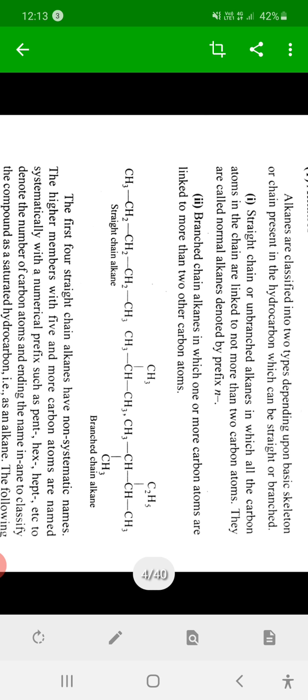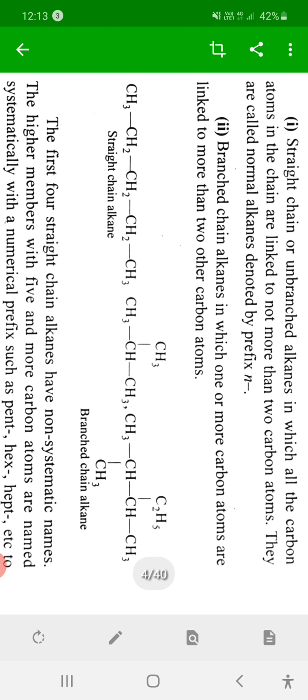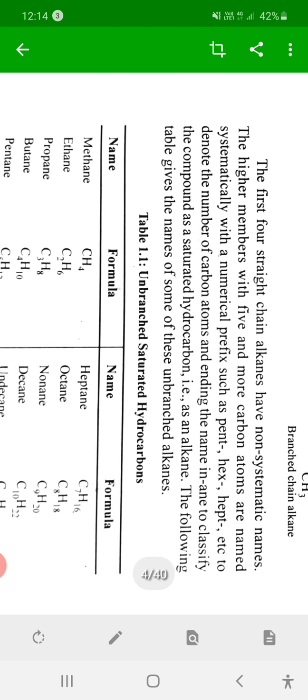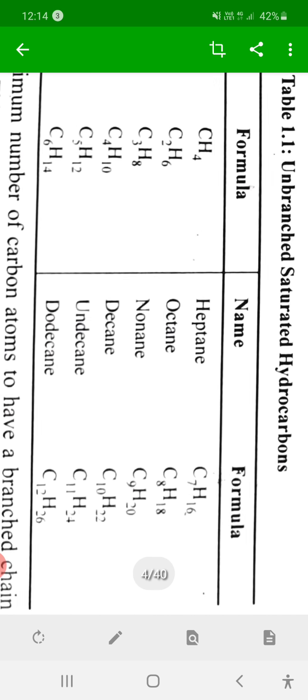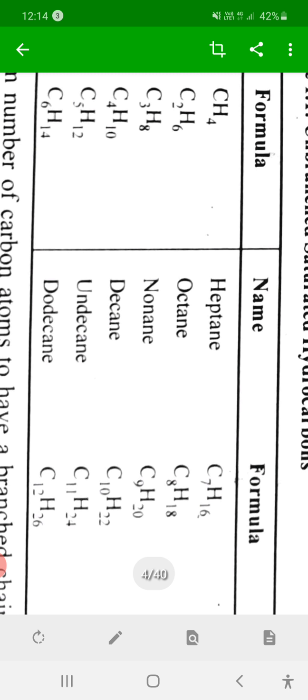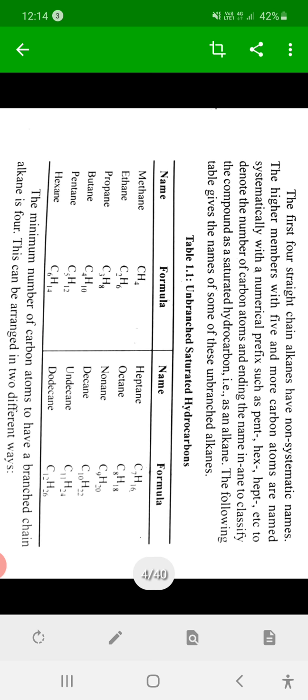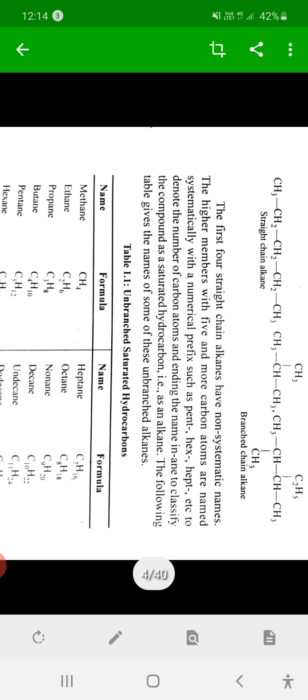Then we discuss some examples. This one is a very large molecule, a straight chain alkane. All of you know the homologous series, that is methane, ethane, propane, butane, pentane, hexane, heptane, octane, nonane, decane. After decane, undecane and dodecane, then tridecane, tetradecane, as like that.